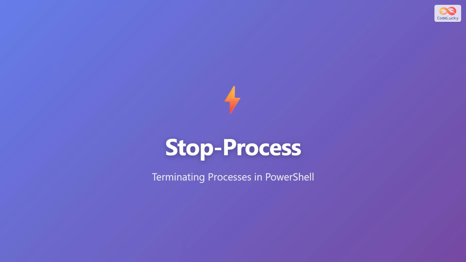Welcome to this tutorial on Stop-Process, one of the essential cmdlets for managing processes in PowerShell. Stop-Process allows system administrators to terminate running processes on Windows systems. Whether you need to close unresponsive applications or manage system resources, this cmdlet gives you the power to control processes efficiently. In this video, we'll explore how to stop processes using both process names and process IDs, along with important parameters and best practices to ensure safe process management.